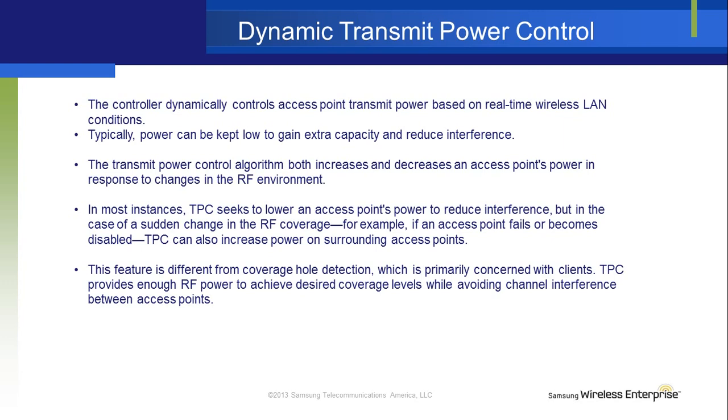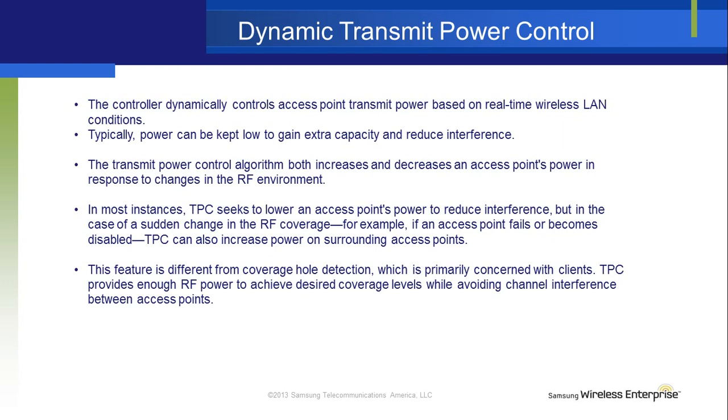But, as an example, if an access point fails or becomes disabled, and we know it at the back end because we lose the CAPWAP connection, the neighboring APs just go about increasing the power level so that there's no coverage hole in that particular area. The coverage hole detection feature is completely different. It looks at the conditions of a particular RF environment where a lot of clients are reporting a lot of failures, and there are a lot more parameters to it. It just provides enough RF power to achieve desired coverage levels while avoiding channel interference between the access points.